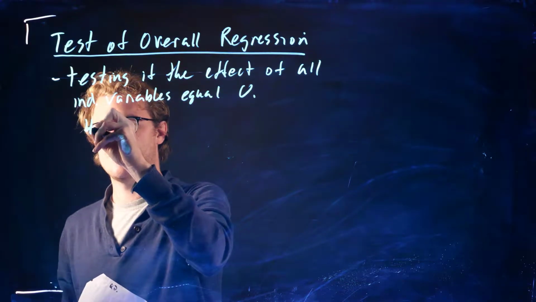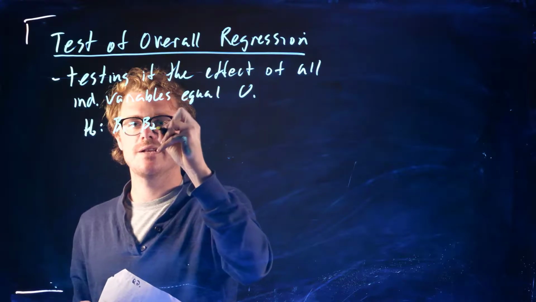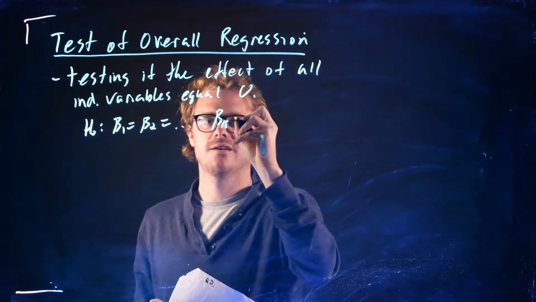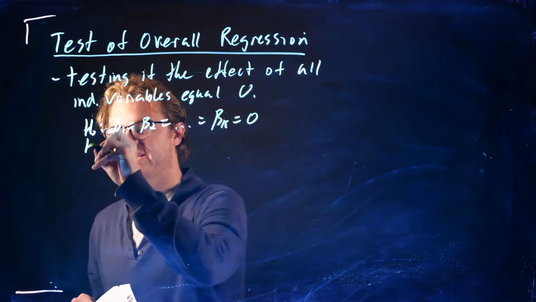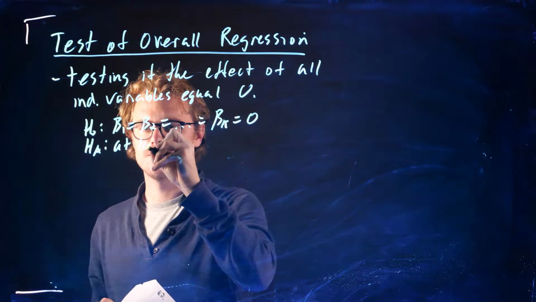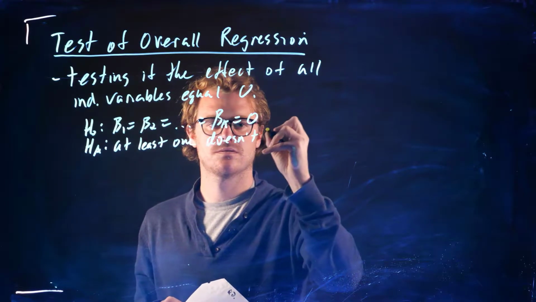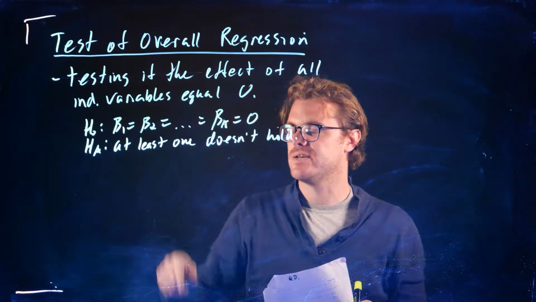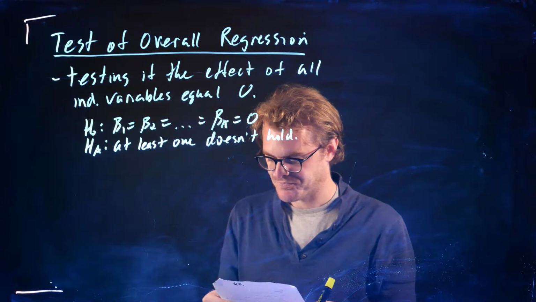So our null hypothesis is that beta 1 equals beta 2 equals ... beta k, if we want to leave it nice and general, equals 0. And our HA is that at least one of these doesn't hold. So we have k number of them, one of these ones doesn't equal 0. That means we could reject this null hypothesis.